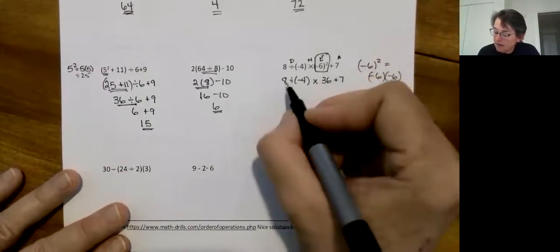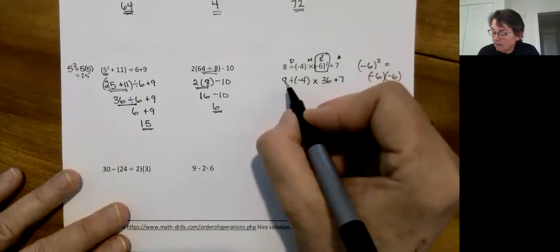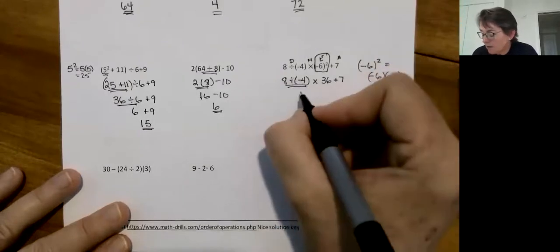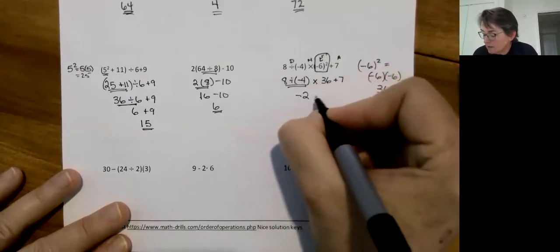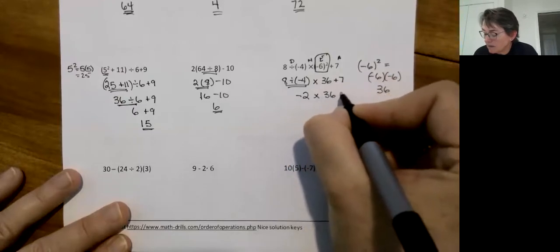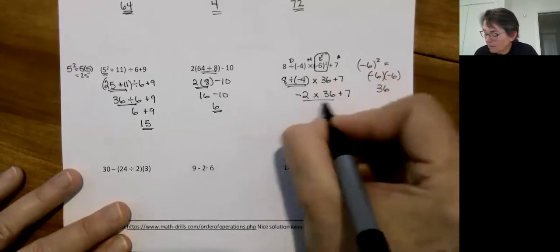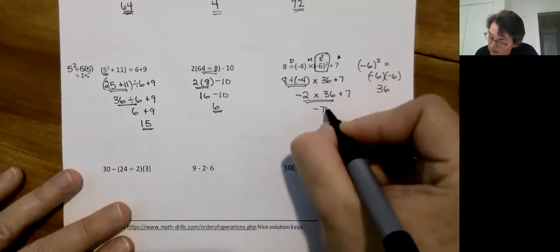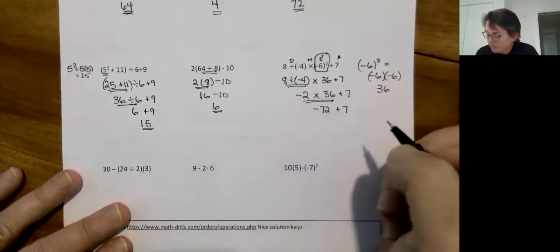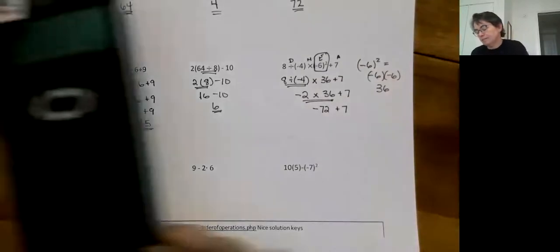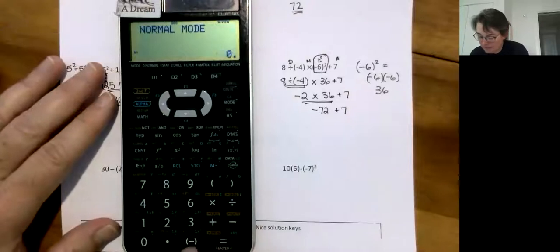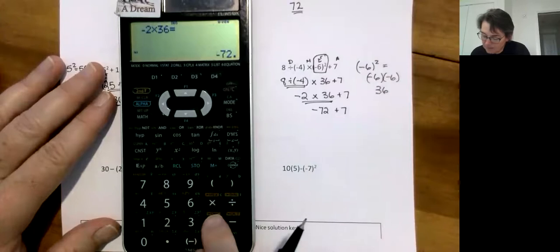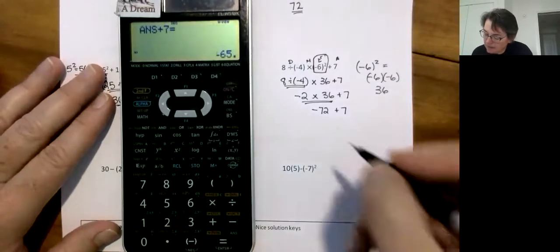Now if I look what's left, I'm going to do my division next. 8 divided by minus 4 should be minus 2 times 36 plus 7. That's next. Negative 2 times 36 should be negative 72 plus 7. Double check. Yep. Now add 7. I get minus 65.